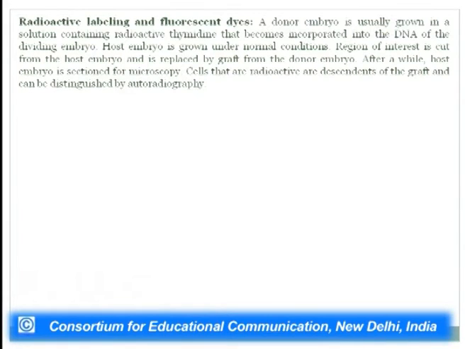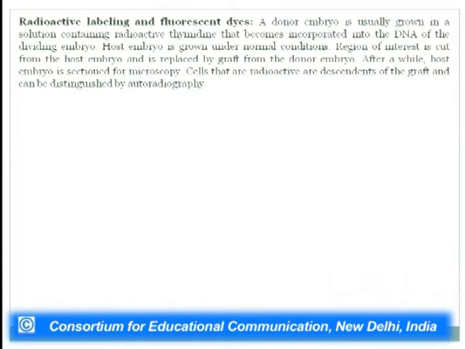Other methods include radioactive labeling and fluorescent dyes. A donor embryo is usually grown in a solution containing radioactive thymidine that becomes incorporated into the DNA of the dividing embryo. The host embryo is grown under normal conditions. The region of interest is cut from the host embryo and is replaced by a graft from the donor embryo. After a while, the host embryo is sectioned for microscopy. Cells that are radioactive are descendants of the graft and can be distinguished by autoradiography.